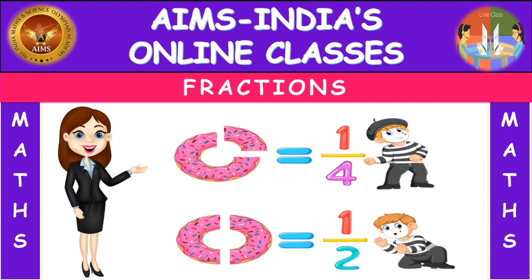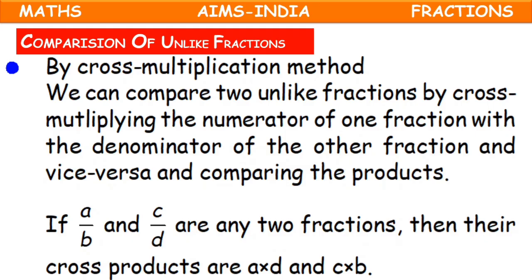What did we learn in the previous class? We learned how to compare unlike fractions, and in that we learned how to find the LCM of the given unlike fractions and then convert them into like fractions. Now let us learn how to compare unlike fractions by the cross multiplication method. This is the second method of comparing unlike fractions, children. What is it? Cross multiplication method.